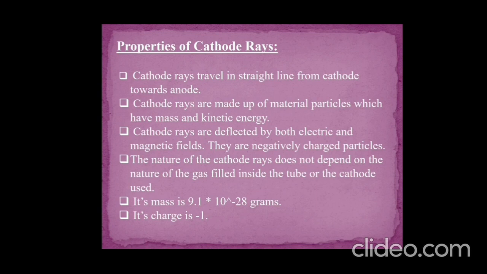These cathode rays, the negatively charged particles, have a mass of 9.1 × 10^-28 grams, and because it is a negatively charged particle, its charge is -1.